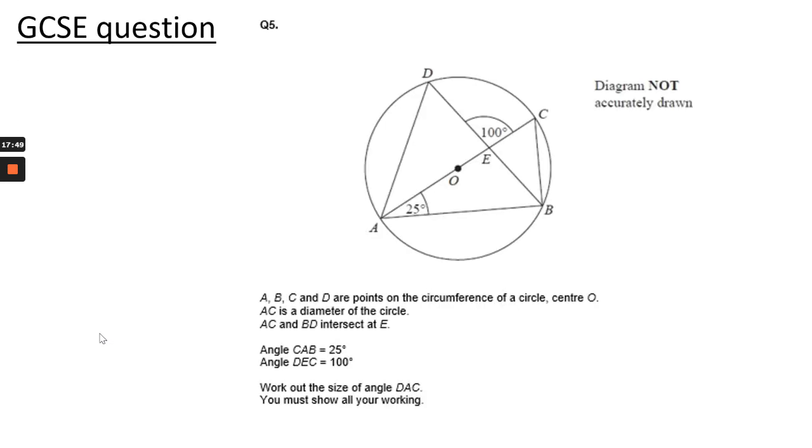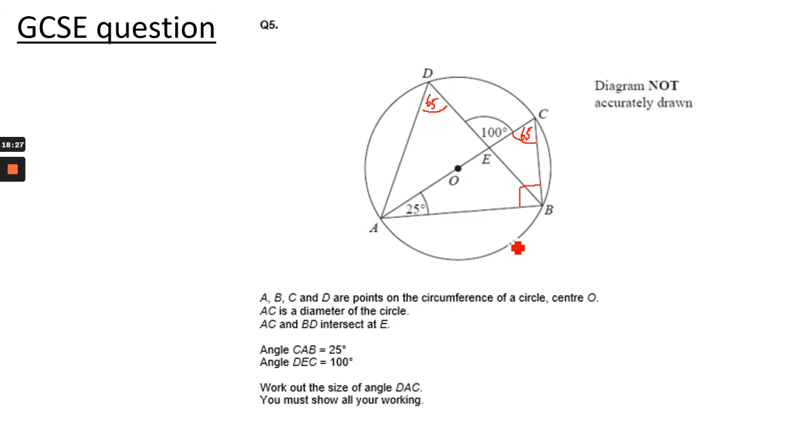Okay, GCSE question. A, B, C, D are points on the circumference. AC is a diameter. That tells me that this angle here must be 90. So if that's 25 and that's 90, I'm going to subtract that away from 180, and that gives me this angle here, which is 65. Now I can see there's a bow tie in here, so if that's 65, that one must be 65.